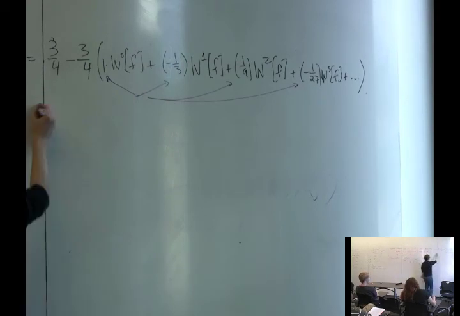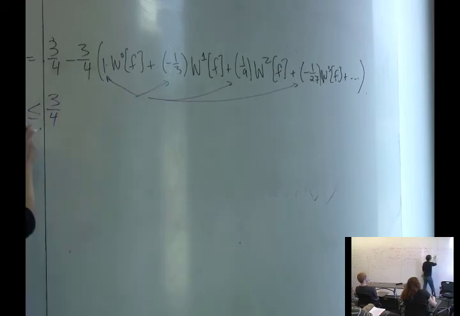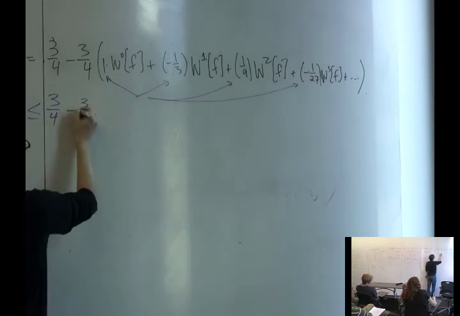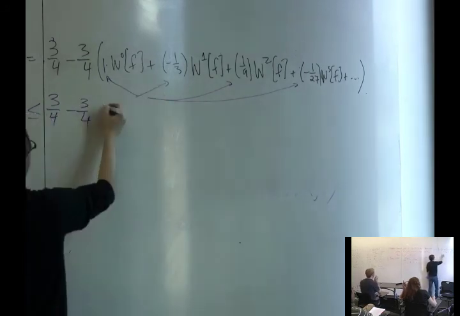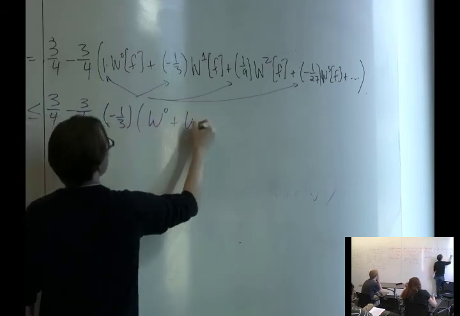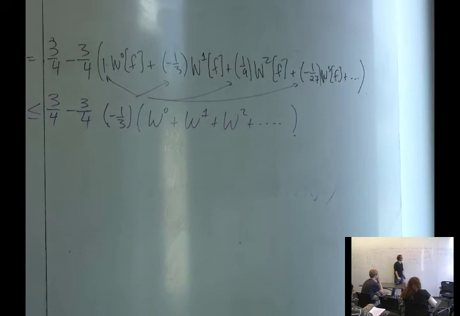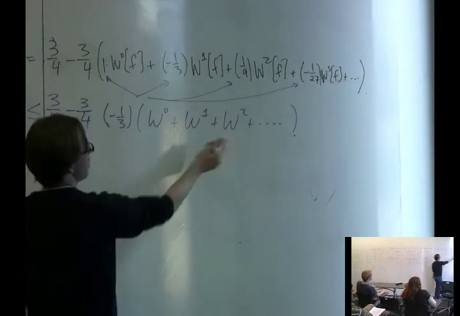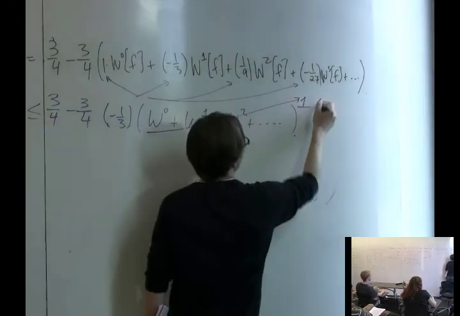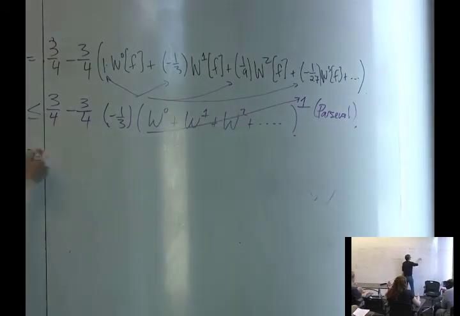So that means this is at most what you would get if you just had, because you have a minus here, so I'm putting at most. This would be most negative if you just took all minus 1/3. So I'll factor out this minus 1/3 and get W0 plus W1 plus W2, the sum of all the weights. This is just the sum of all the Fourier weights of f, so this is equal to 1 by Parseval. Then we have 3/4 minus 3/4 times minus 1/3, which equals 1.